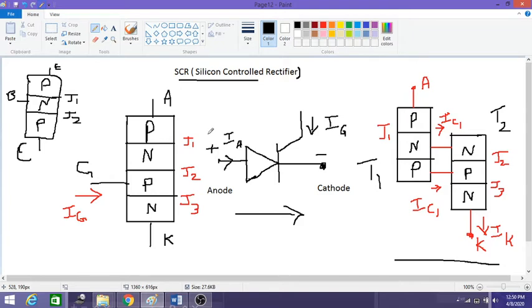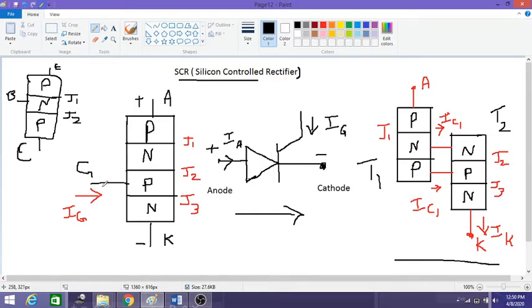So after this, we will look into the characteristic graph of this SCR. How does it work? Now, if you see this SCR, when we apply a positive potential at this point and negative potential across the cathode, what happens? The first junction J1 is forward biased and the J3 junction is forward biased, whereas the J2 junction is reverse biased. Due to this reverse bias condition, the SCR remains in an off state.